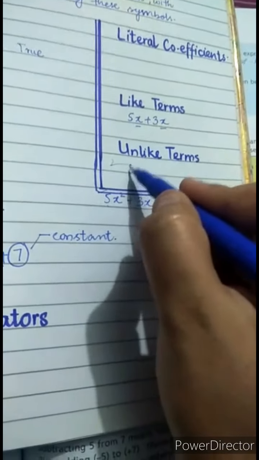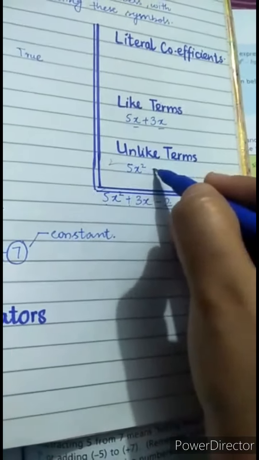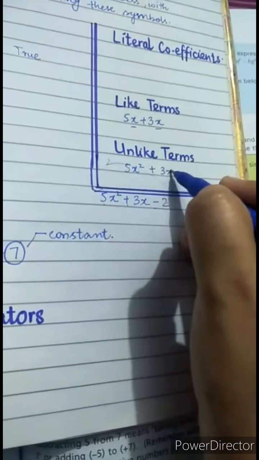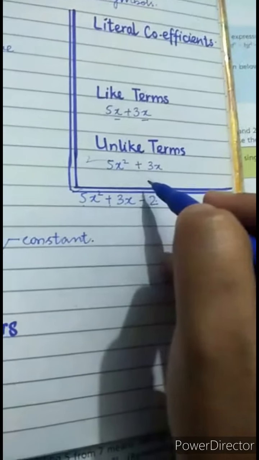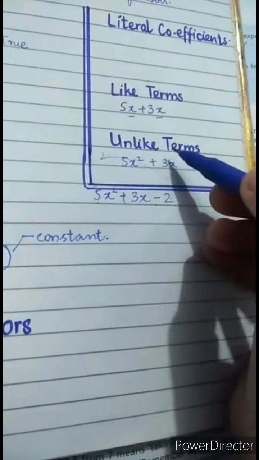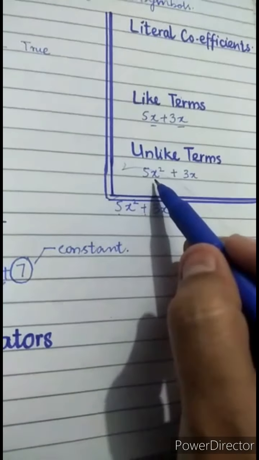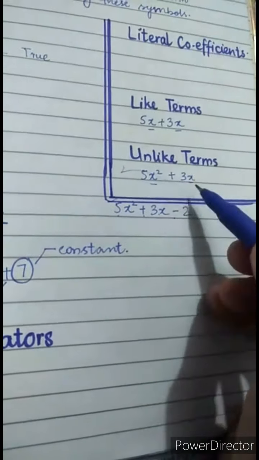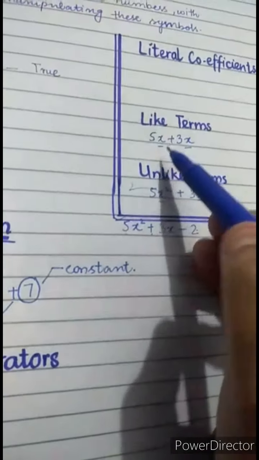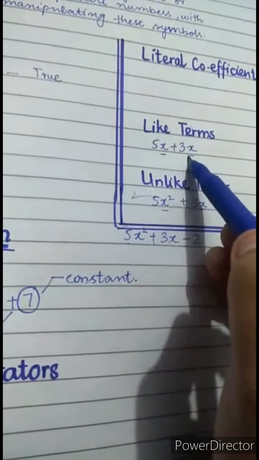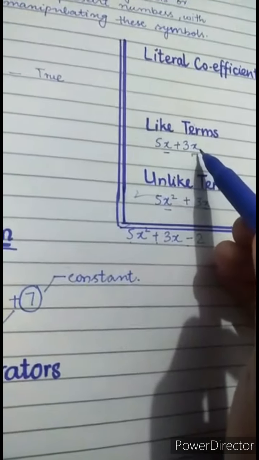And unlike terms, if the expression is having two different variables in it and they are not solvable, they are known as unlike terms. The terms with different variables are not able to be solved. The terms with the same variables are able to be solved. We can solve them easily.